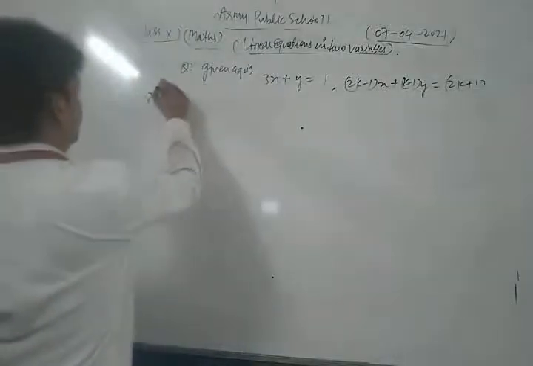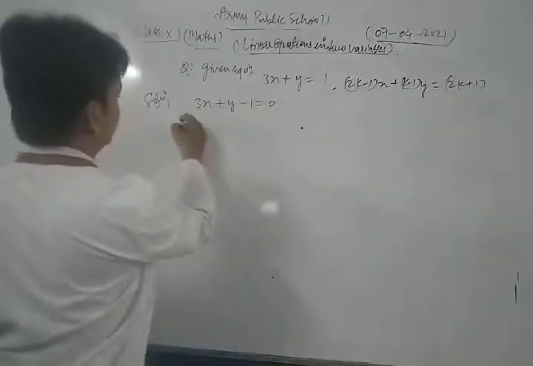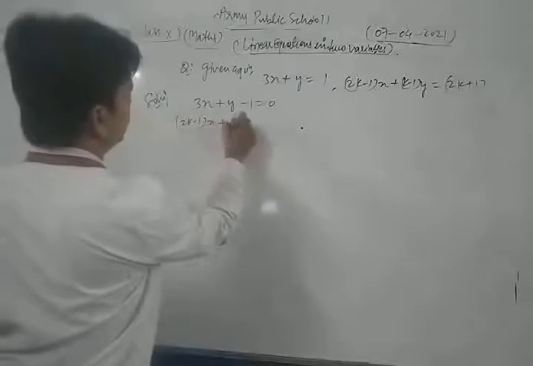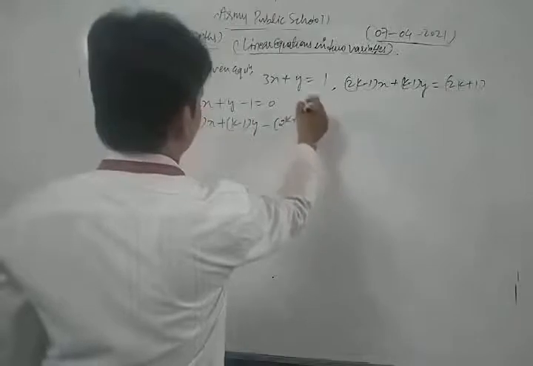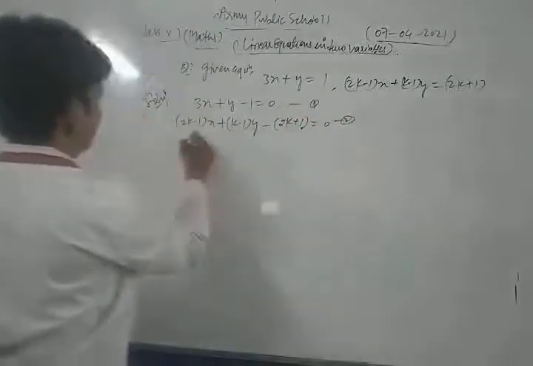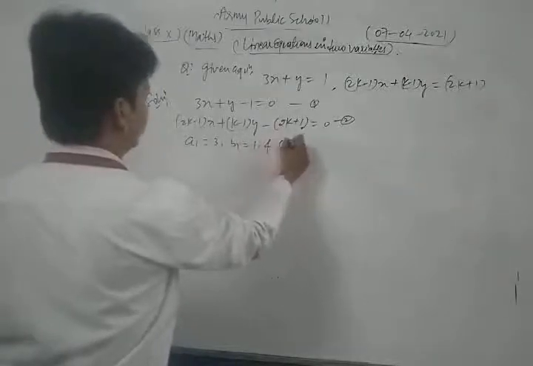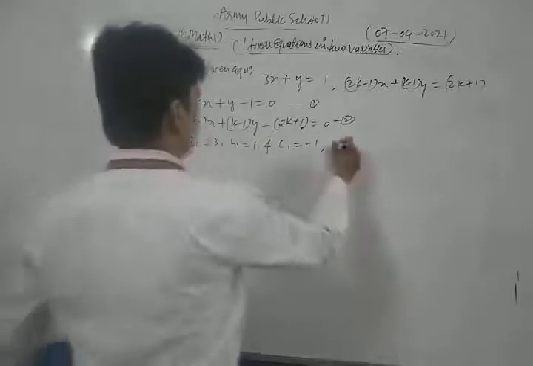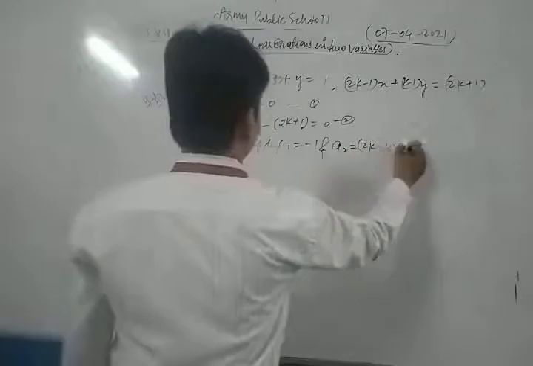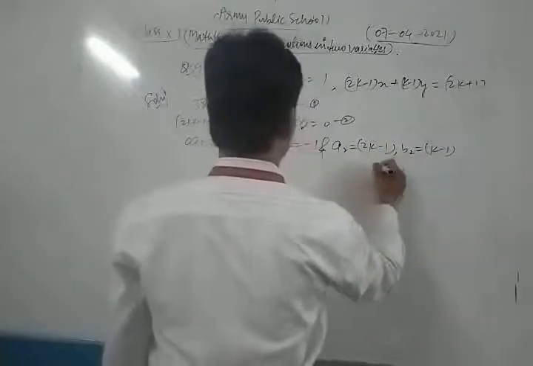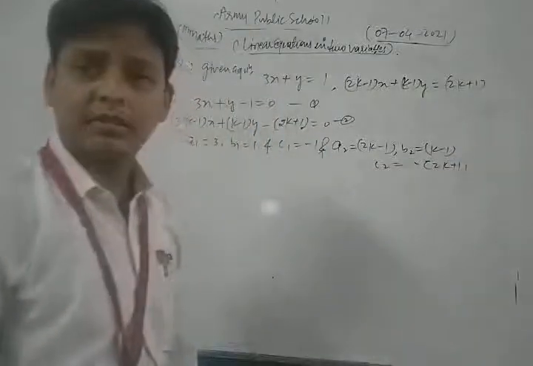First of all, we write the given equations in the standard form. Here a1 is 3, b1 is 1, and c1 is minus 1. Similarly, a2 is 2k minus 1, b2 is k minus 1, and c2 is minus 2k plus 1.